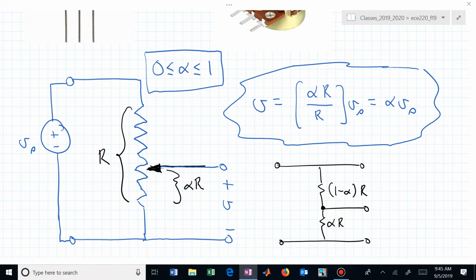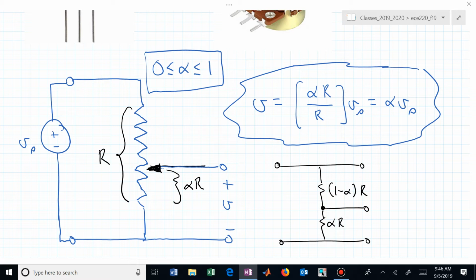Well, the R's are the same. They can cancel, and now you can see that we really just have a fraction of our total source voltage divided onto this V that we now have determined by the adjustment of the knob on our potentiometer. Another way of applying or thinking about the voltage divider circuit.